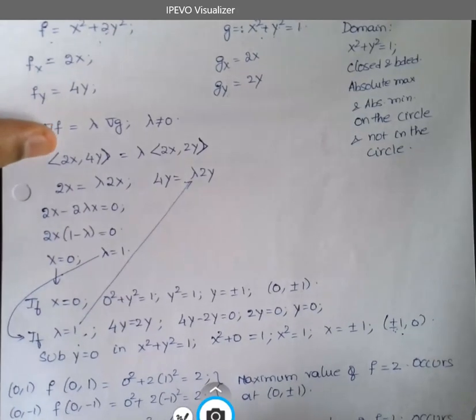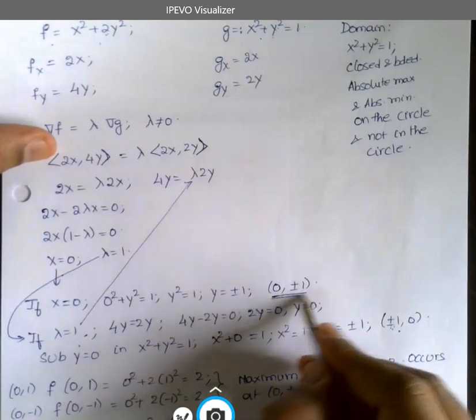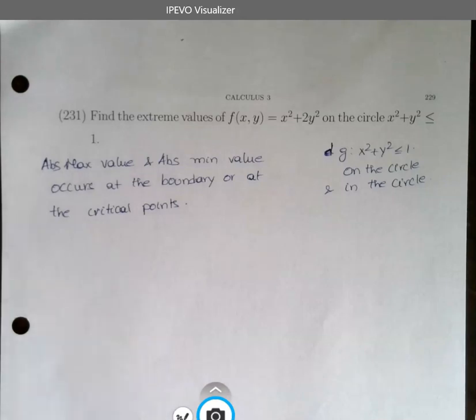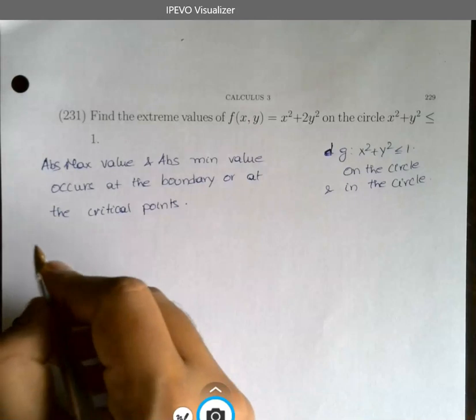Now the boundary points are (0, ±1) and (±1, 0). So those are the boundary points. We don't know the critical points yet, so we need to find the critical points. And what is a critical point? This is a function of two variables, so the critical point will happen when the partial derivatives are equal to 0 or the partial derivatives do not exist. Okay, so let's find the critical points now.